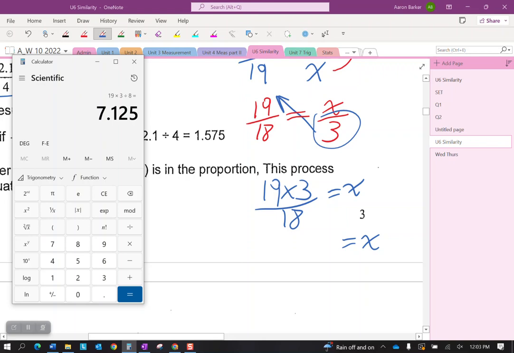Is that the right answer? 7.125? Did someone get something different? I sure hope so. Let me try that again because I typed in the wrong number, you guys.